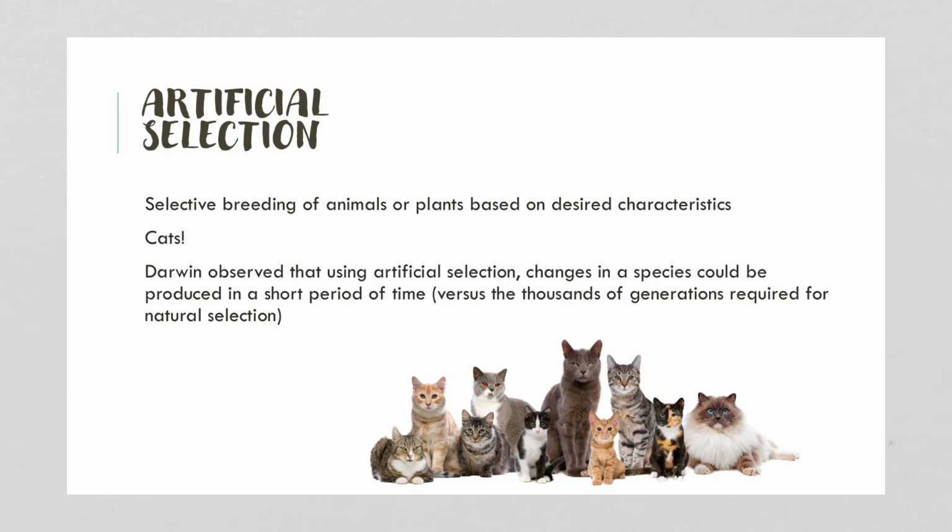Artificial selection is when we selectively breed animals or plants based on their desired characteristics. An example would be cats. We have so many different varieties of cats or even dogs, and that's because there was artificial selection happening.